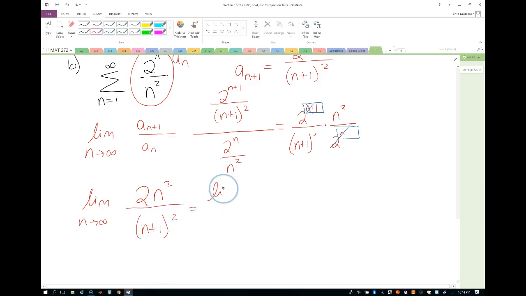Now this might be easier to calculate the limit if we FOIL out our n plus 1 squared. So we've got 2n squared over, well this means n plus 1 times n plus 1. So n squared plus 2n plus 1. And at this point we can use the rule about the exponents.